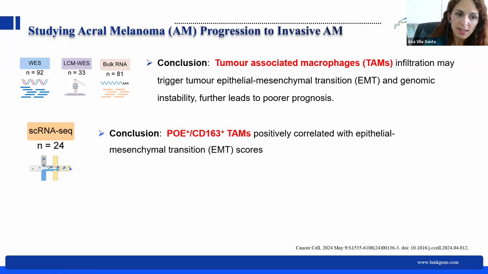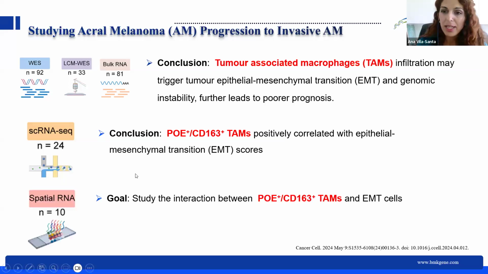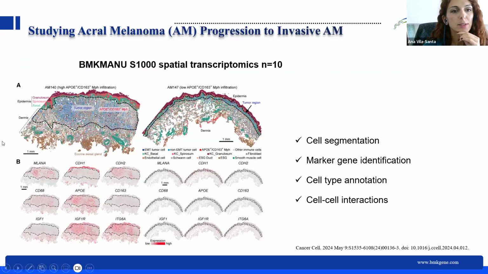Building on this conclusion and then studying single-cell RNA sets of these tumor types, the authors were then able to specify a specific subset of macrophages, which are highlighted here, and find that these macrophages are positively correlated with these epithelial mesenchymal transition scores. So basically, they are correlated with cells that can then do this transition and become invasive. So of course, being able to use spatial means that we can now study the interactions between these macrophages and the tumor cells. So this is what the authors did.